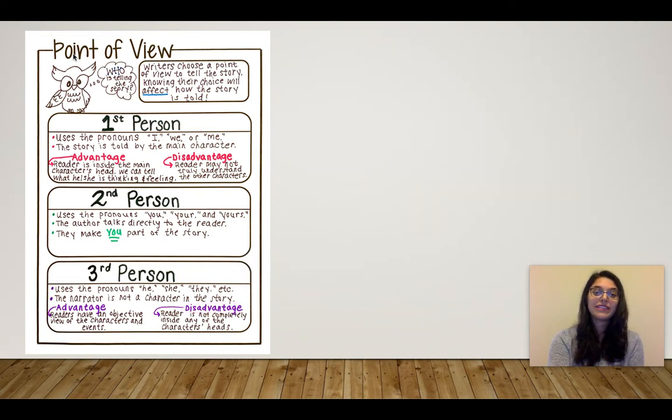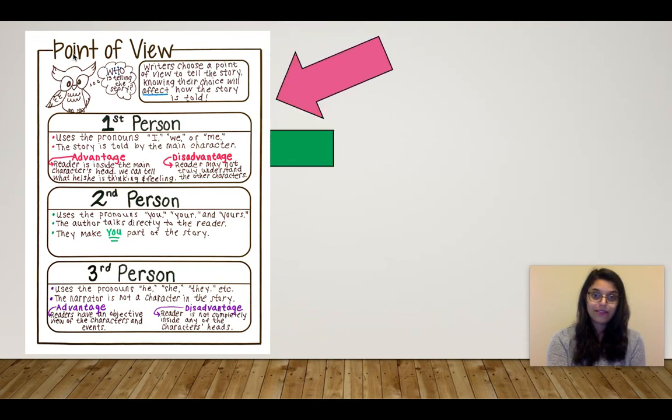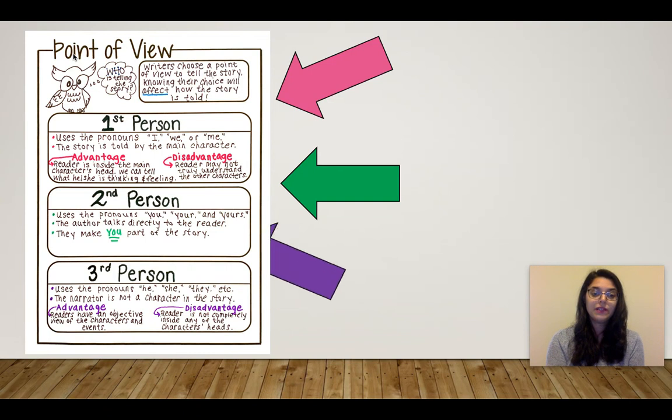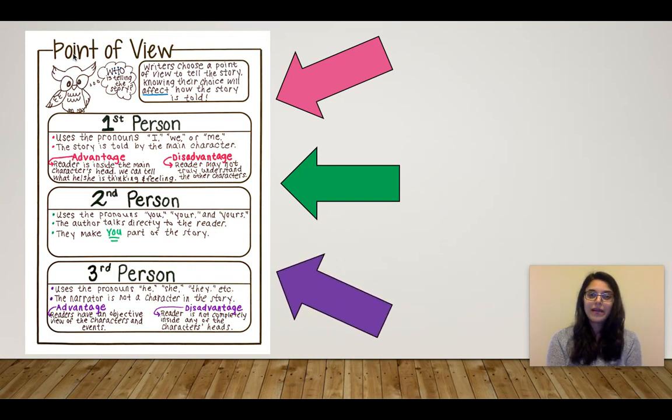Well, there you have it. That's point of view. When you're reading text, use your pronoun clues to determine what point of view is being utilized by the author, and then think about the advantages and disadvantages of both. And this will help you explain how the story is impacted by the point of view chosen by the author.